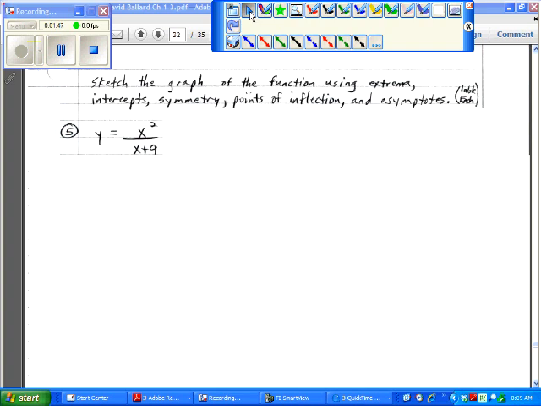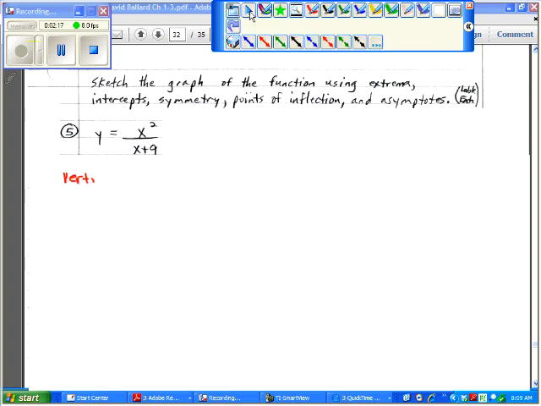Okay. We want to find the extrema, we want to find the intercepts, we want to find the asymptotes. So let's just first of all talk about an asymptote. How do we know where there's going to be a vertical asymptote or a line of symmetry, which would be kind of the same? Where's there going to be a vertical asymptote? Okay, so let's talk about that. I'm just going to write down vertical asymptote.